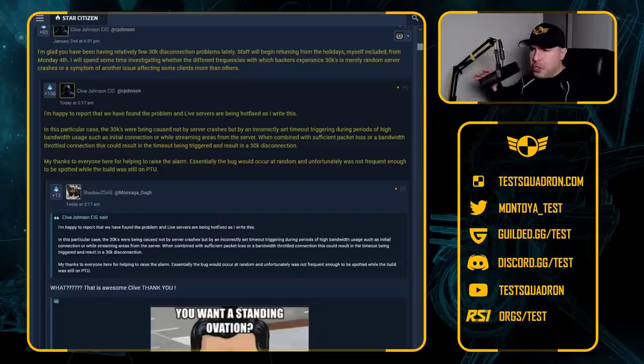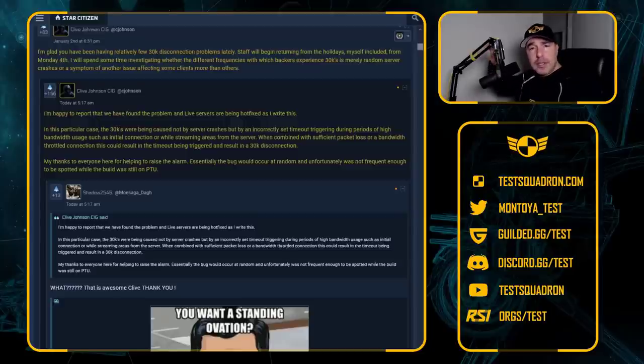Let's talk about the dreaded 30K disconnects. For as long as we've had Star Citizen, the 30K error has been with us. A frustrating error indeed. And as a lot of new backers have come into the game over the past year, we see an increasingly growing number of people asking, why does this error occur? Why am I getting this error? Why is CIG not doing something to fix it? It has happened so much that we have memes upon memes of the 30K error.